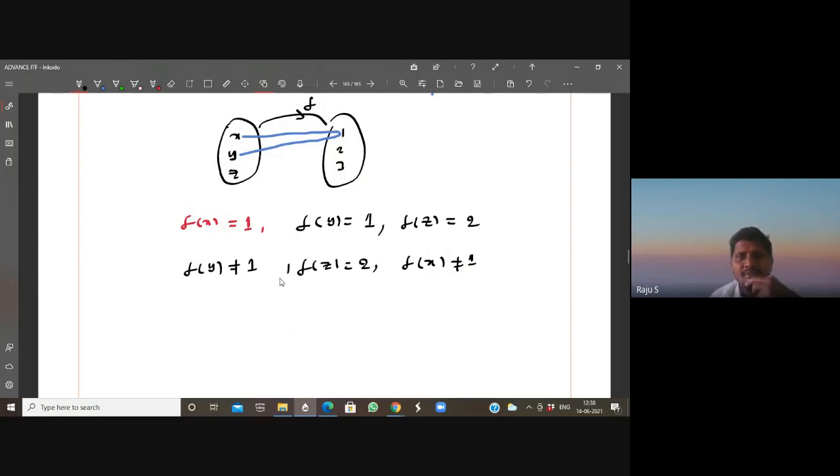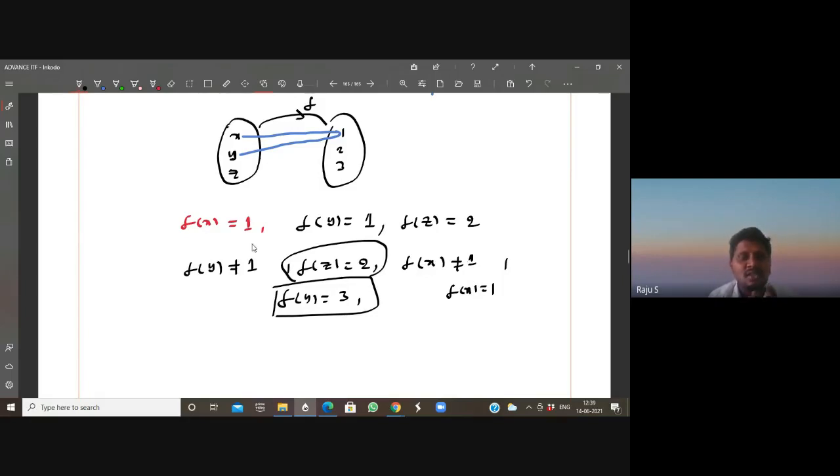And f of y value, what is given here? Not equal to 1 is given. Then already it is equal to 2. Then in this case, f of y value becomes 3. And see here, f of y value becomes 3, f of z becomes 2. Here f of x also becomes 1. If it is equal to 1, then obviously it is 1, 1.